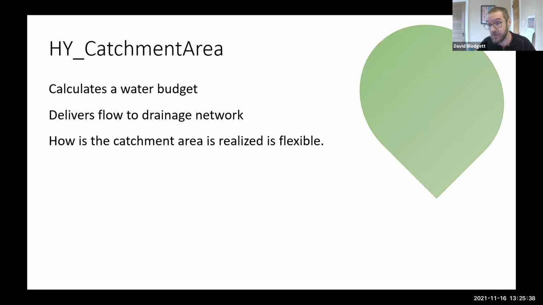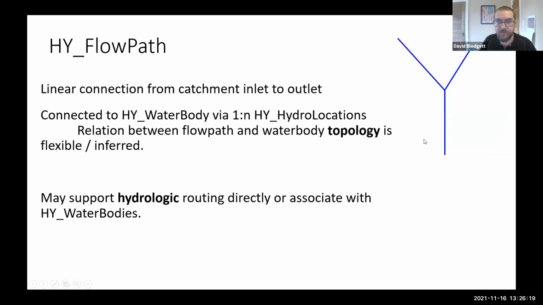The catchment area delivers flow to a drainage network, right? There's going to be some network of rivers in this green area that receives the runoff component of the water budget that's happening in that area. And how this catchment area is realized digitally is totally flexible, right? In a modeling context, this could be a mesh of triangular elements. This could be a raster. This could be a continuous parameter estimate across the whole area. There's a lot of different ways that we might model or represent a catchment area.